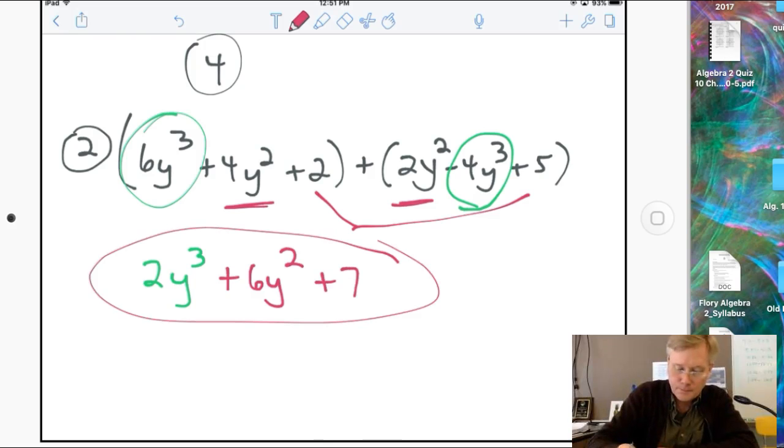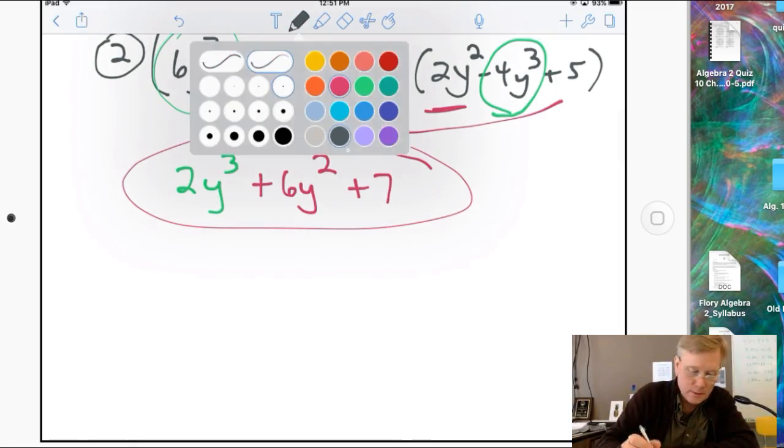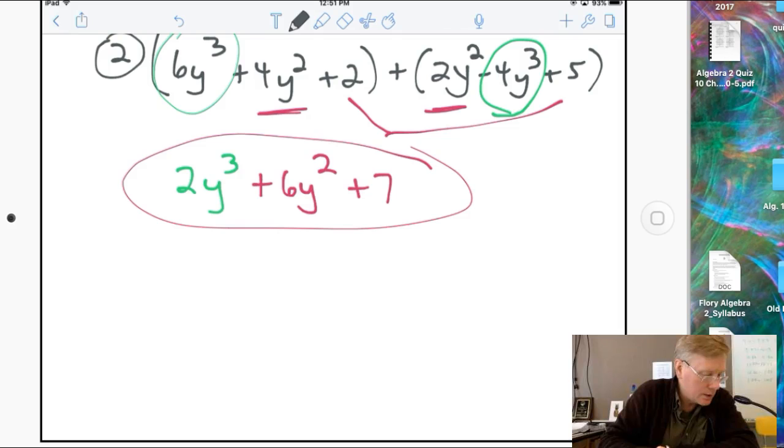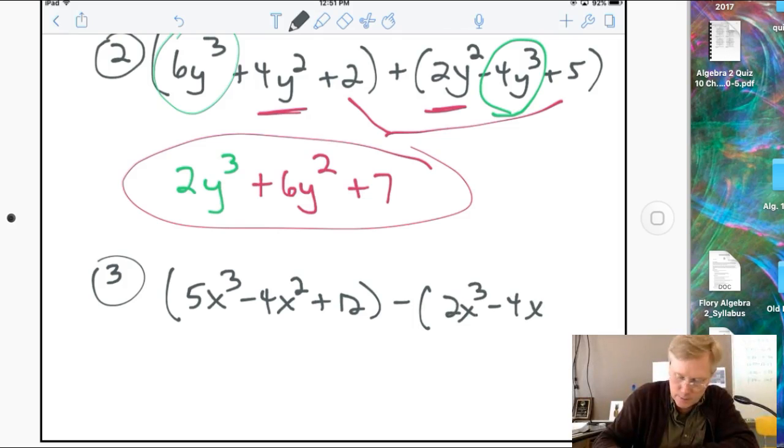So that's the answer. Notice how I didn't change the exponents when adding or subtracting. It's only when you're multiplying or dividing that you change the exponents. Second one, (5x to the third minus 4x squared plus 12) minus (2x to the third minus 4x squared minus 12).